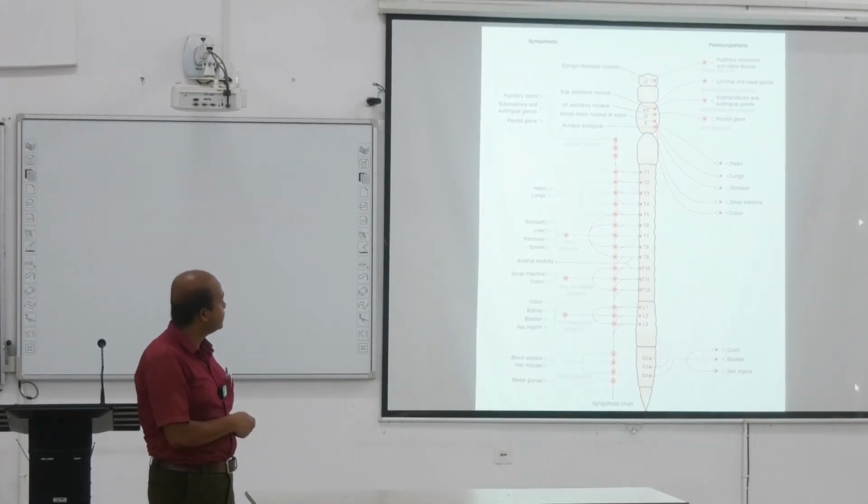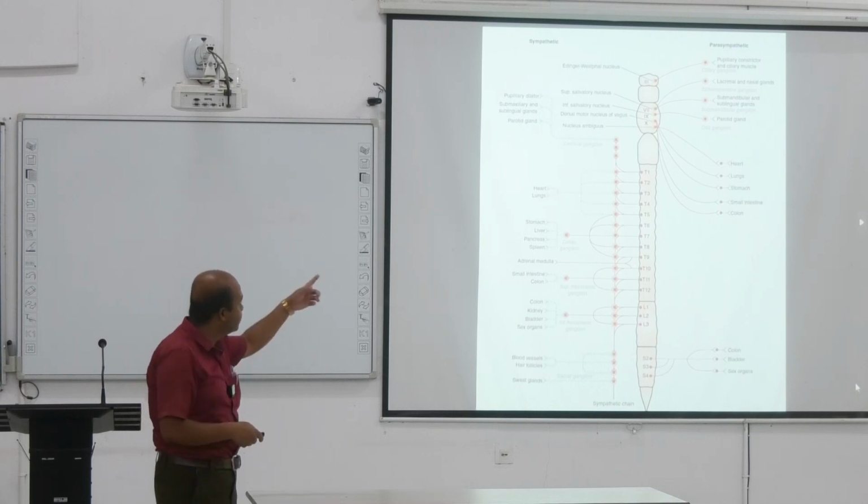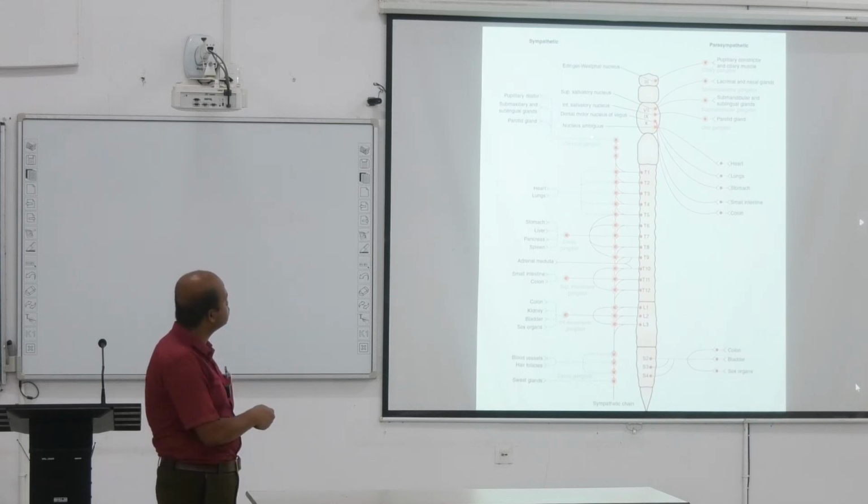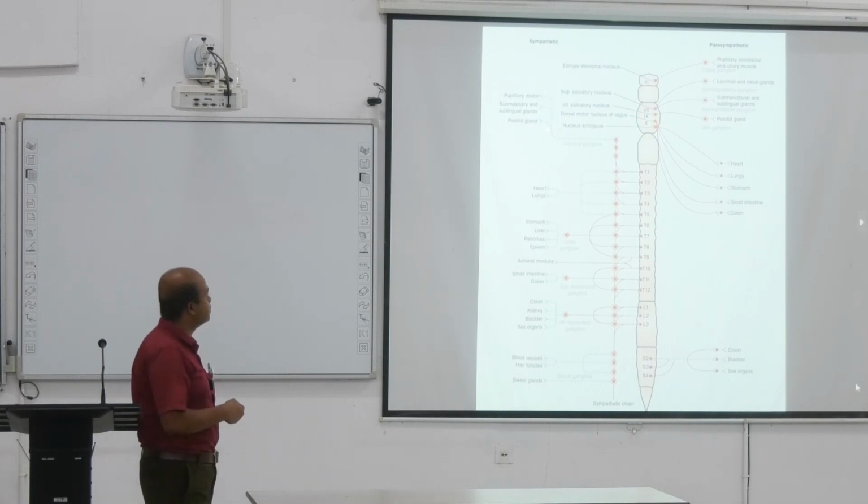There are no preganglionic fibers arising from the cervical region, but ganglia are there at the cervical level: the superior cervical ganglion, middle cervical ganglion, all these. Those fibers travel from the thoracic region upwards. Then the postganglionic fibers, labeled in blue here, go to the effector organs.